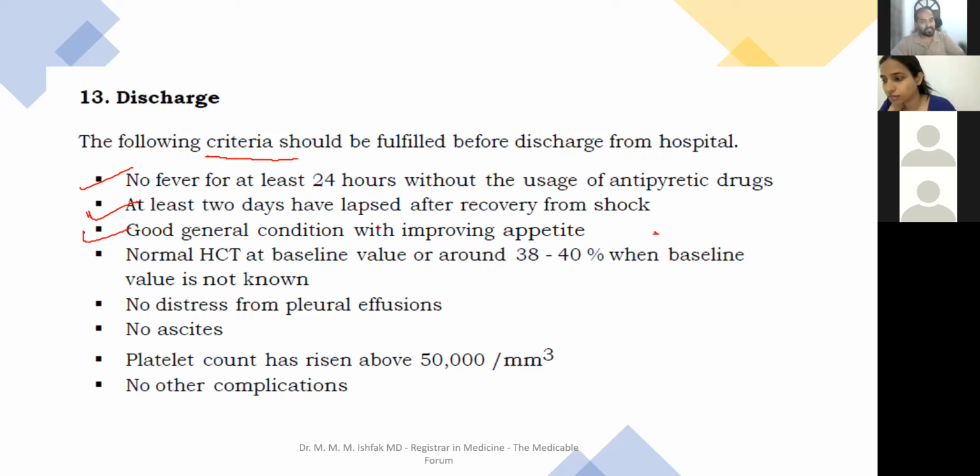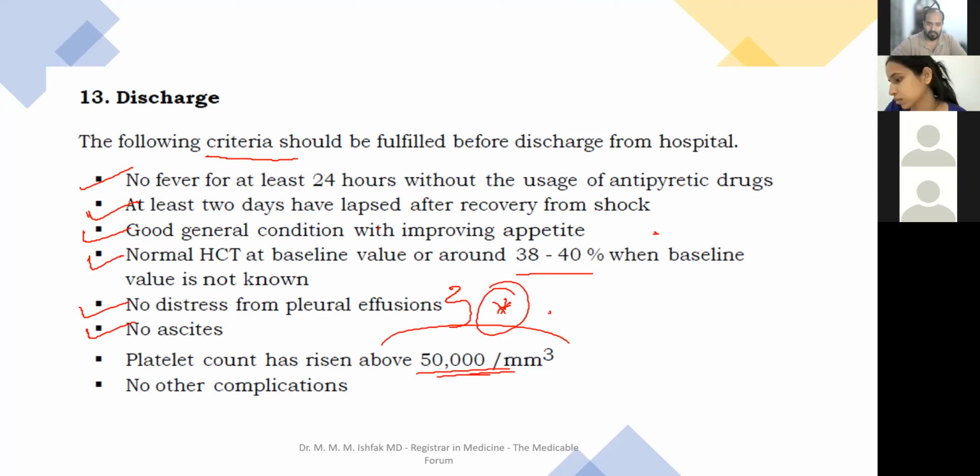Good general condition with improving appetite. Normal HCT at baseline value, around 38 to 40 when the baseline value is not known. No distress from pleural effusions or fluid overload. No ascites. Both of these are talking about fluid overload. Platelet count has risen above 50,000. Now this is important, it's a legal point that the platelets should rise above 50,000. The problem is that during the descending phase of the critical phase, the platelets can drop to 3,000.